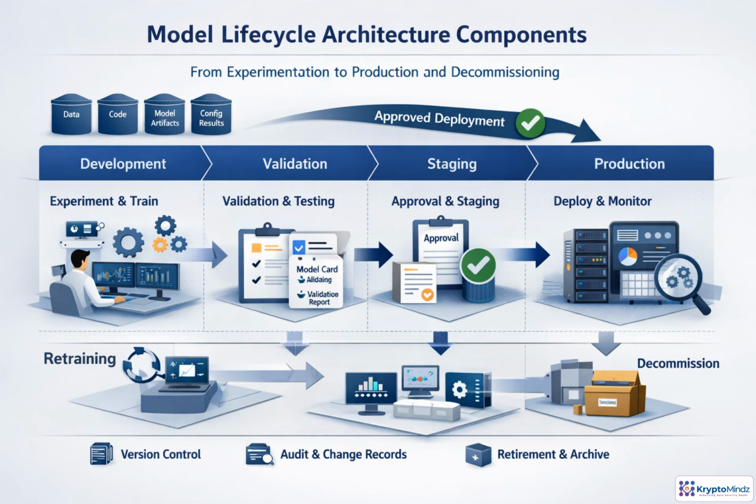The model lifecycle also needs a controlled path, not a one-time build. Teams begin by experimenting and training with governed data, code, artifacts, prompts, and configurations. Validation tests performance, safety, bias, and fit for purpose, producing model cards and validation reports. Before release, an approval gate confirms evidence is complete and risks are accepted. Deployment moves the model into production, where monitoring tracks drift, quality, usage, and incidents. Those signals drive retraining or improvement, and when a model is no longer appropriate, it is retired with archived records and version history.